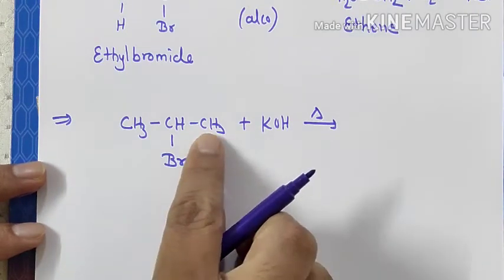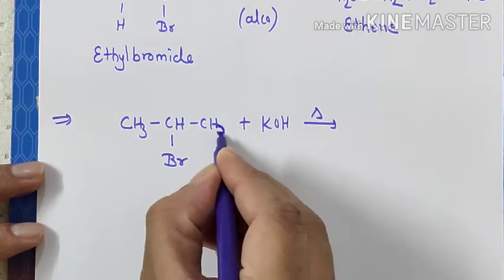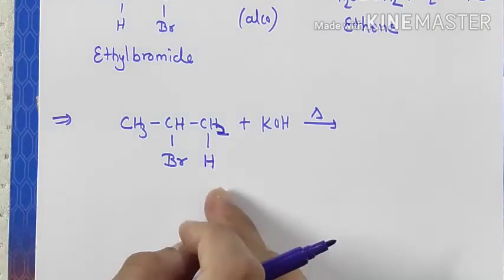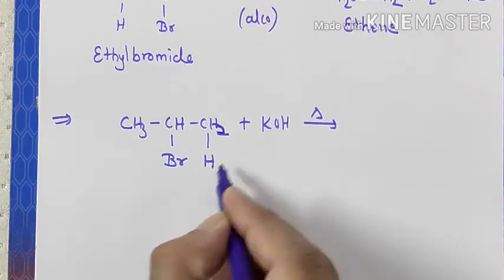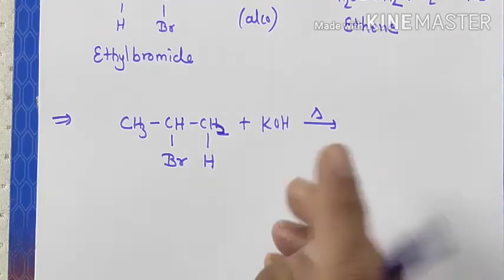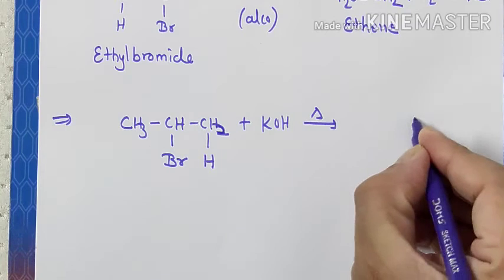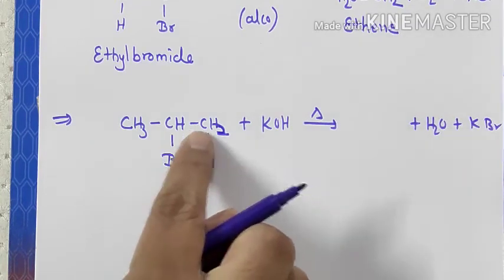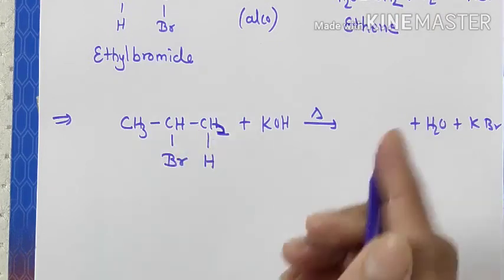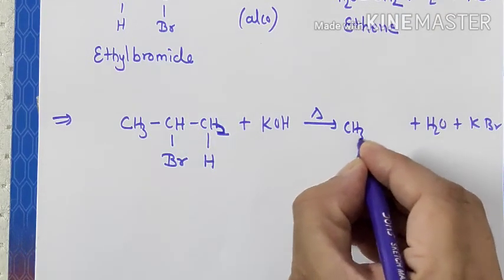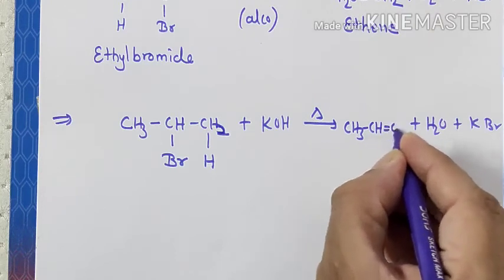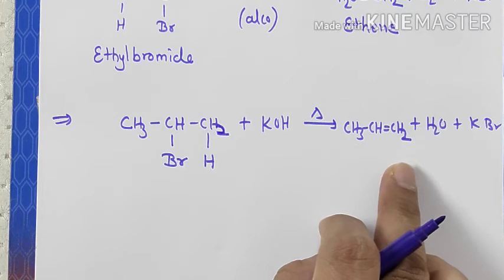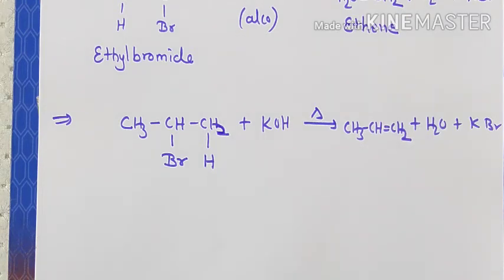See, CH3. Can I write this CH3 as CH2 and write here H? It's one and the same thing. Okay, this OH will combine with H to form water, and this K will combine with Br to form KBr. So I will have H2O, I will have KBr, and here there will be formation of a double bond, right? Product will be CH3CH double bond CH2. I hope this is clear. Okay, I take one more example.